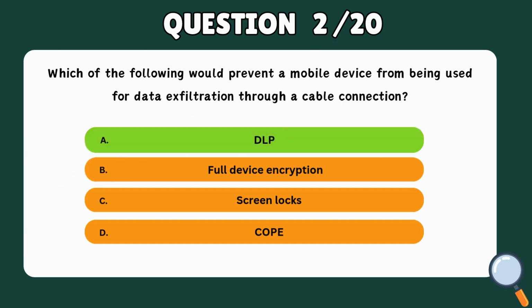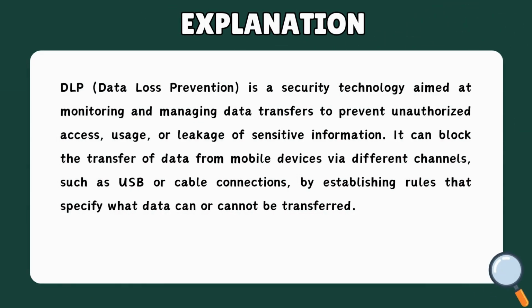Correct answer: A. DLP. DLP, data loss prevention, is a security technology aimed at monitoring and managing data transfers to prevent unauthorized access, usage, or leakage of sensitive information. It can block the transfer of data from mobile devices via different channels, such as USB or cable connections, by establishing rules that specify what data can or cannot be transferred.